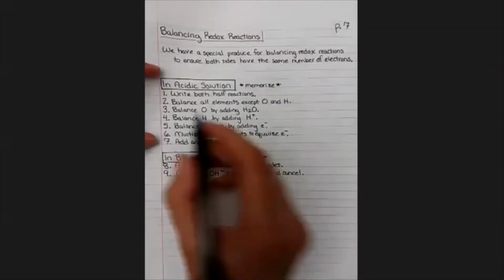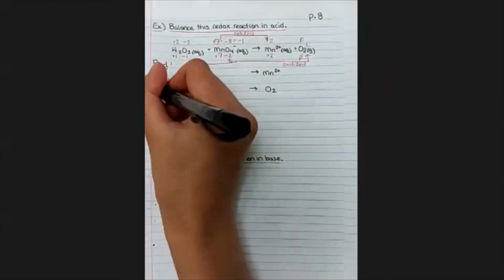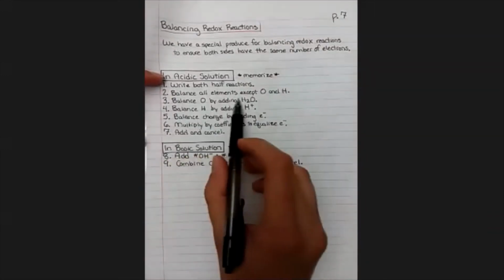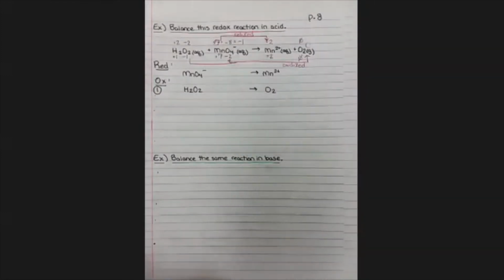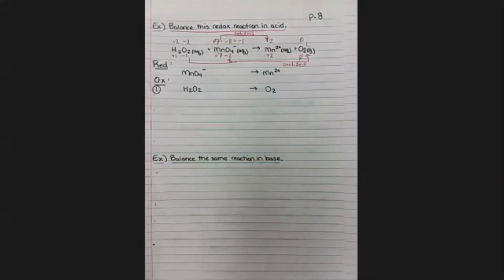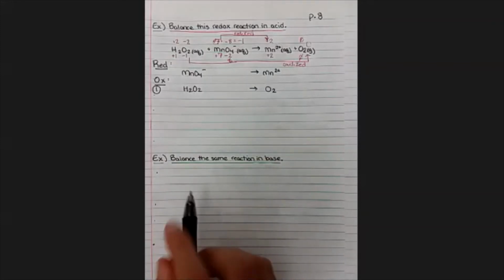Okay, so checking our rules again, write both half reactions. Check. We have done that. Rule number 2, balance all the elements except for oxygen and hydrogen. So our only element other than oxygen and hydrogen is manganese. And we can see that there's only one manganese for each of them. So there's nothing else we need to do there.